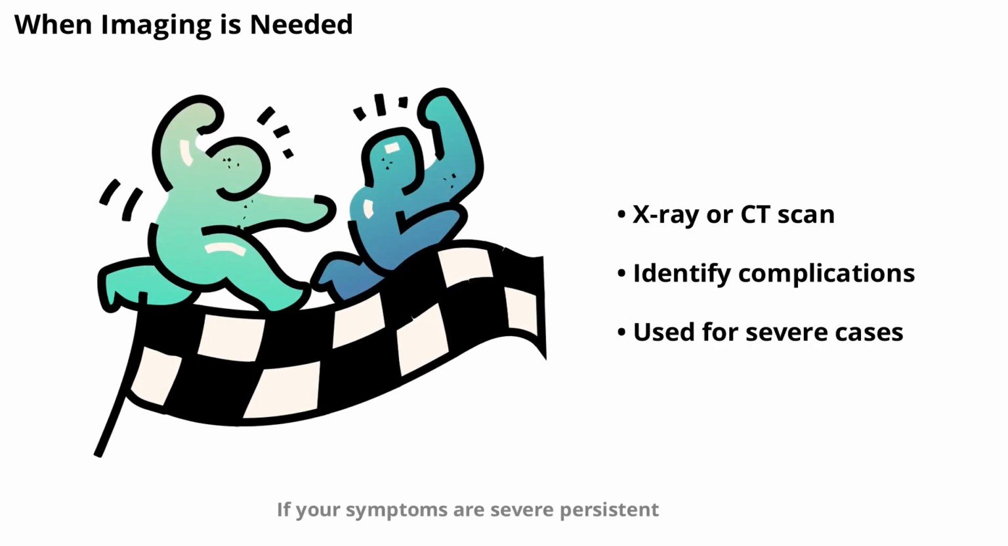If your symptoms are severe, persistent, or if there are warning signs like weight loss or vomiting blood, doctors may order imaging studies. These can include abdominal X-rays or CT scans to look for complications such as perforation or obstruction. Imaging is not always necessary for every patient, but can be crucial in certain situations.